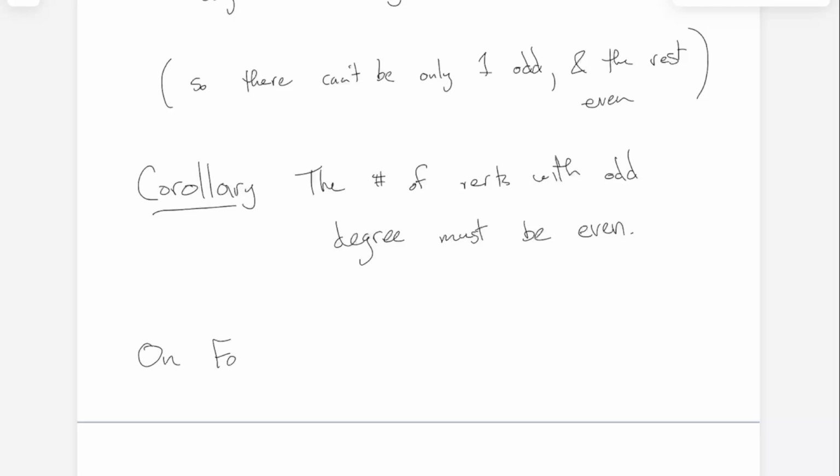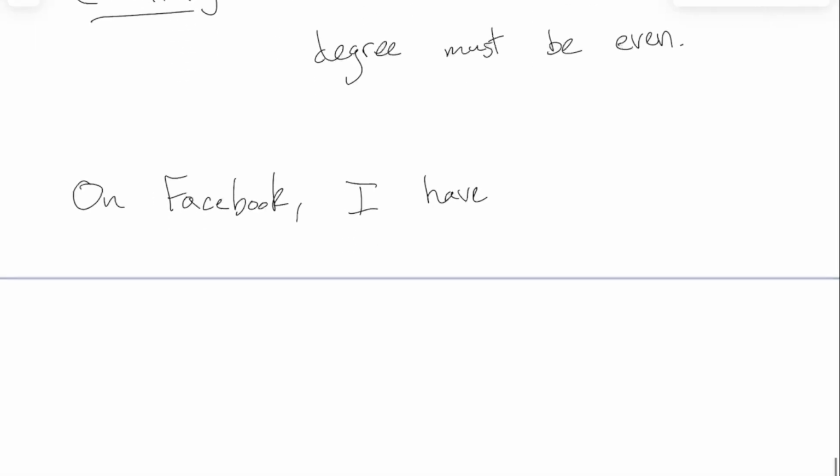So on Facebook, let's say I don't actually use Facebook, but let's just imagine I have a number of friends, right? You have 3 friends. That's my lame Facebook following, right? I have some number of friends. That number of friends represents the degree in the graph, right? That number is my degree in the graph.